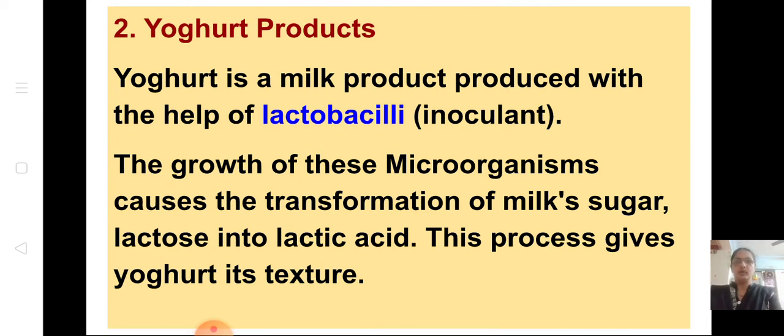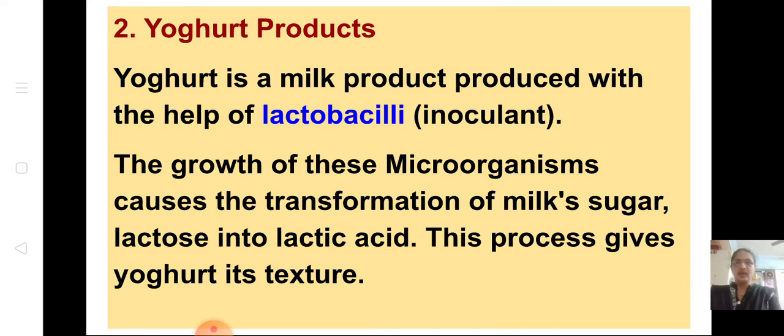Yogurt is a milk product produced with the help of lactobacilli. It is an inoculant. Last year we learned what an inoculant is. That is, the rhizobium powder is mixed with the seed before cultivating, so it will act as an inoculant. That means it will absorb that. In the same way, lactobacilli is used as an inoculant.